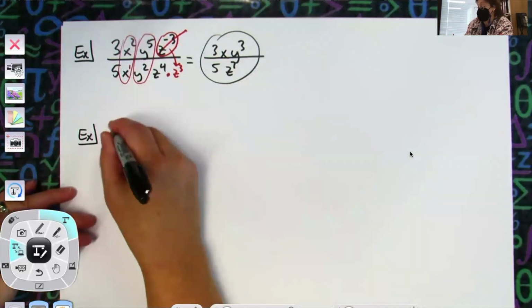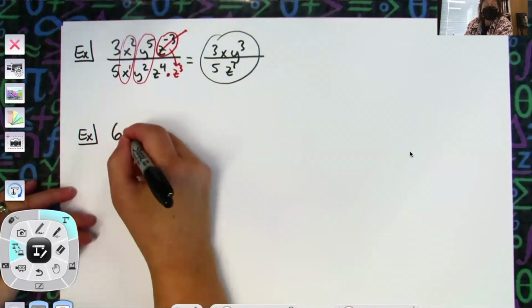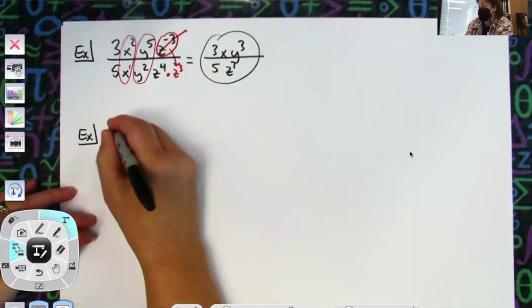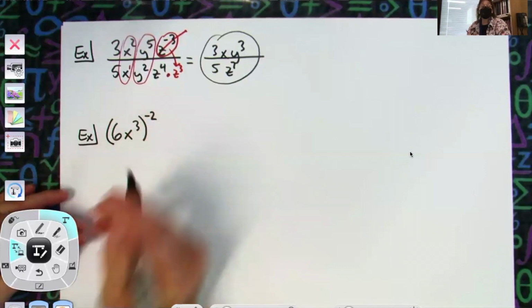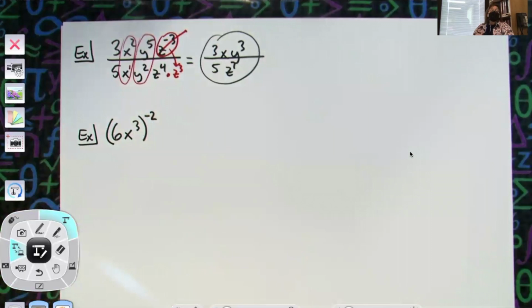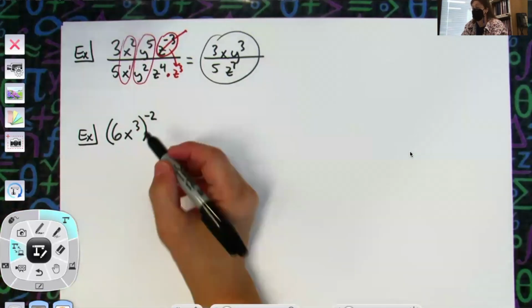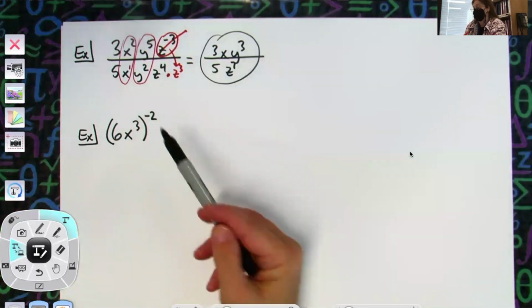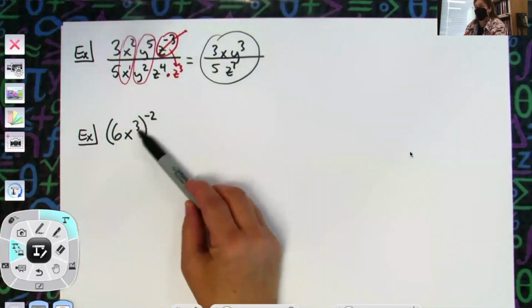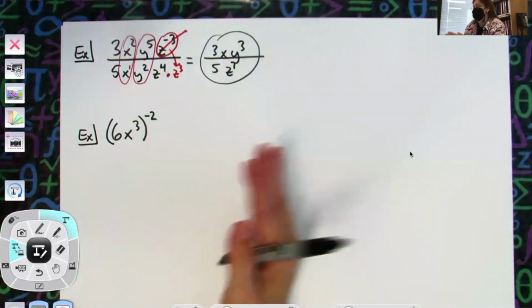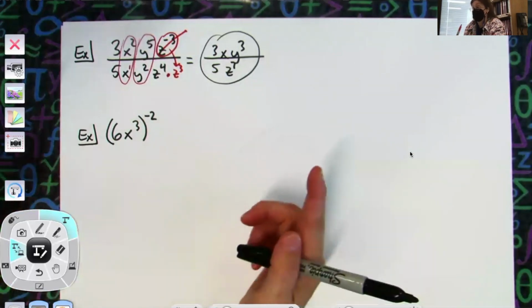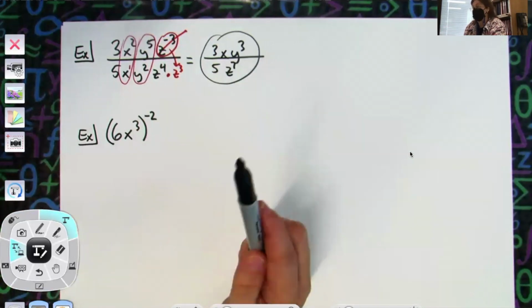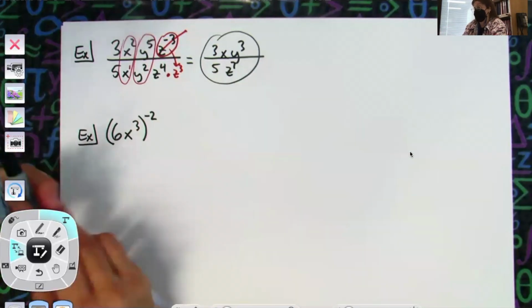Let's suppose I had 6x to the 3rd all raised to the -2. Different people are going to work this differently because different people are going to see things first. Some people are going to see a -2 and go, oh my God, I got to get rid of my negatives. Other people are going to look at this and go, oh wait, I've got power raised to a power. The order in which you do that really doesn't matter as long as you don't make a mistake in your steps.